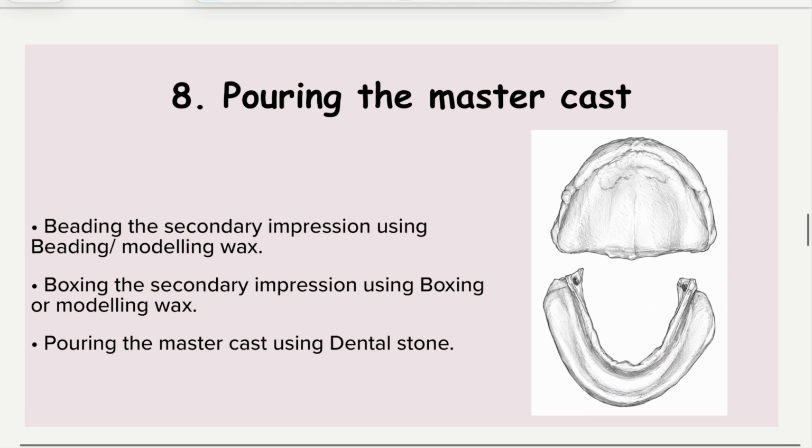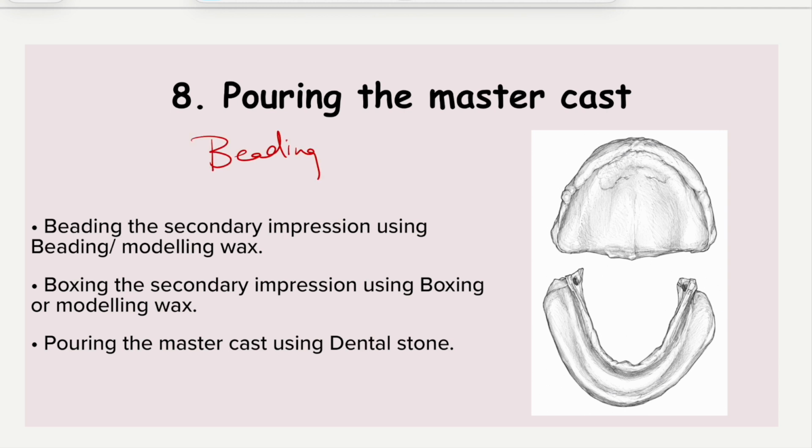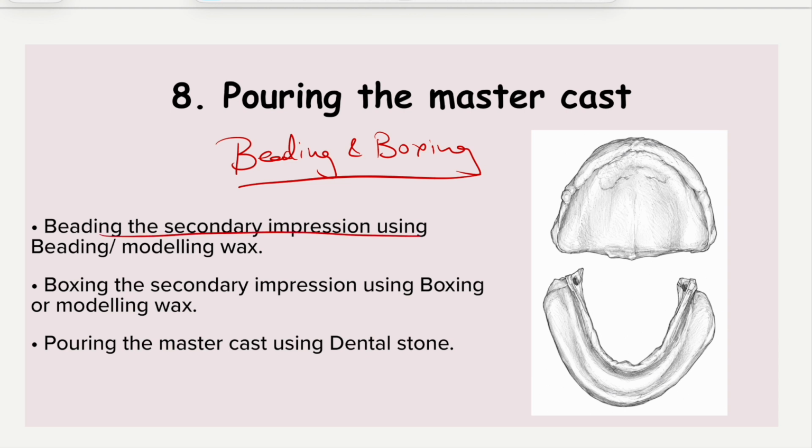Okay, but to pour the master cast, we need to do some work. So we need to do beading and boxing. So beading and boxing is basically the procedure that is done to make a box type structure around the impression that we have taken using the wax. Okay, so beading the secondary impression using beading or modeling wax, and then boxing the secondary impression using boxing or modeling wax, and then we will pour the master cast using the dental stone.